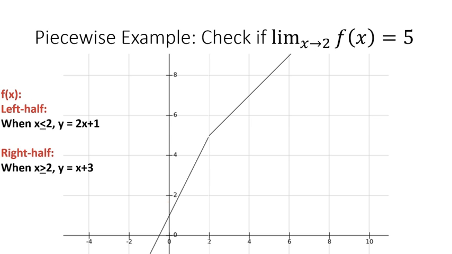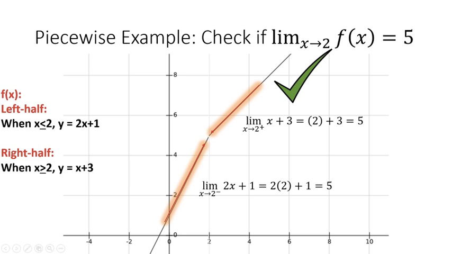Let's start with the left. We find the limit as usual, but we have to use the function that is there for the left side. Plug in 2 for x, and we get 2 times 2 plus 1 equals 5. Same thing for the right. We're going to use that function, x plus 3, test it at the point x, and we'll find that the limits are the same. So this is how you use one-sided limits to verify the limit of your function.